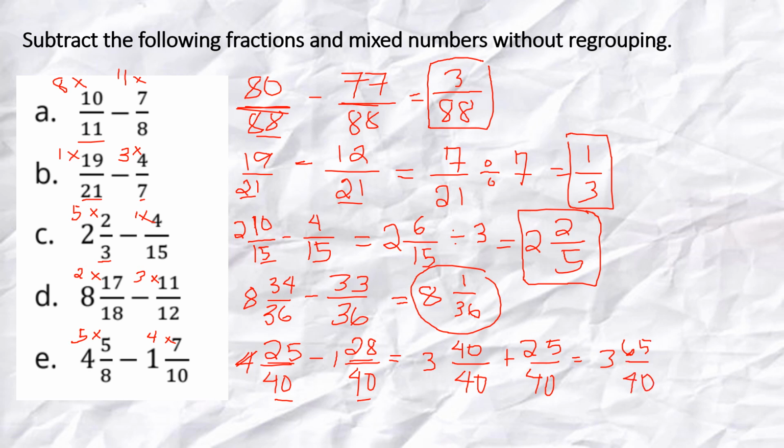Since 65 now is bigger than 28, we can now subtract the two. So 65 minus 28 is 37 all over 40. Do not forget that you have your whole number, 3 minus 1, that is 2. So the final answer is 2 whole and 37 over 40.